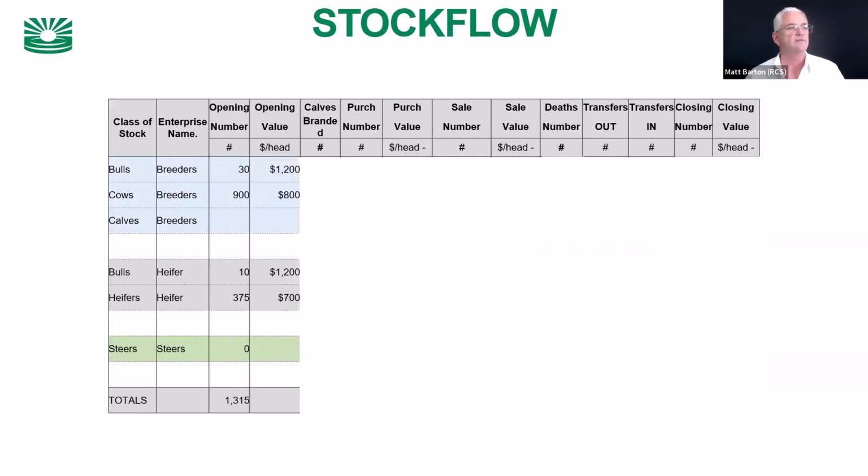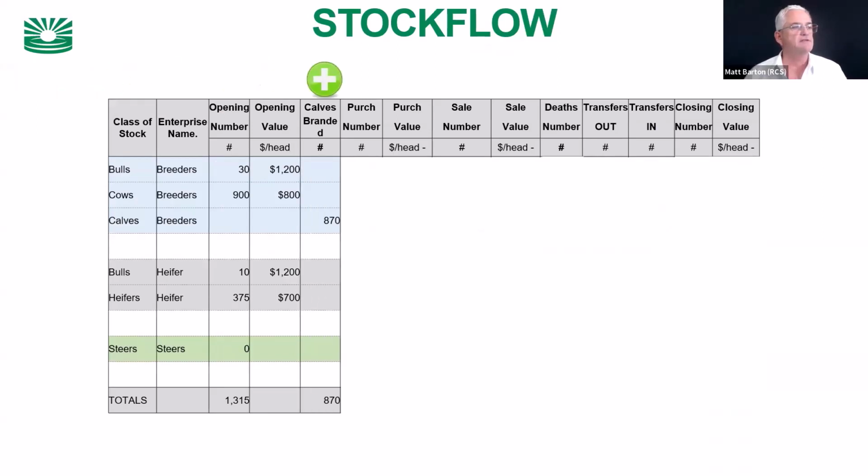And this is what it looks like. So we start off with our class of stock, and we have our bulls, cows, calves, bulls, heifers, and steers. In this case, they've got a special bull for the heifers. The opening number, then the opening value, and we'll go into values pretty shortly.